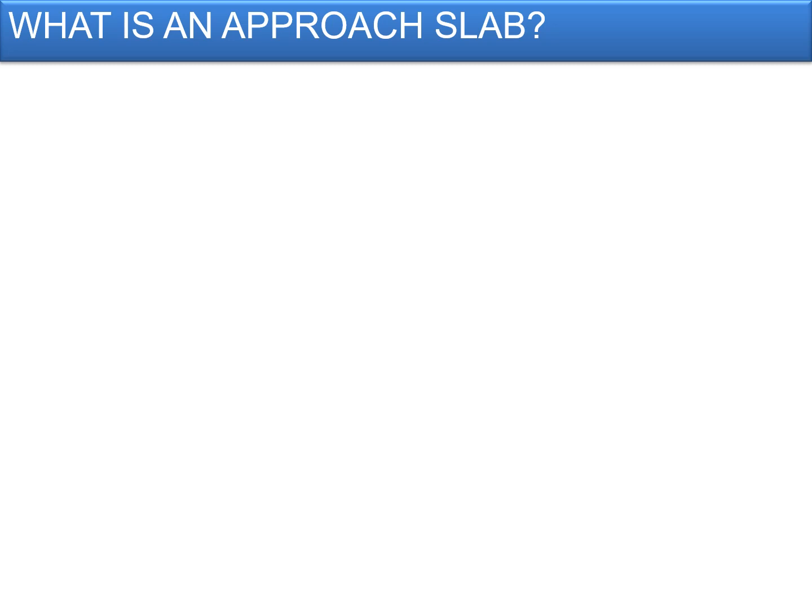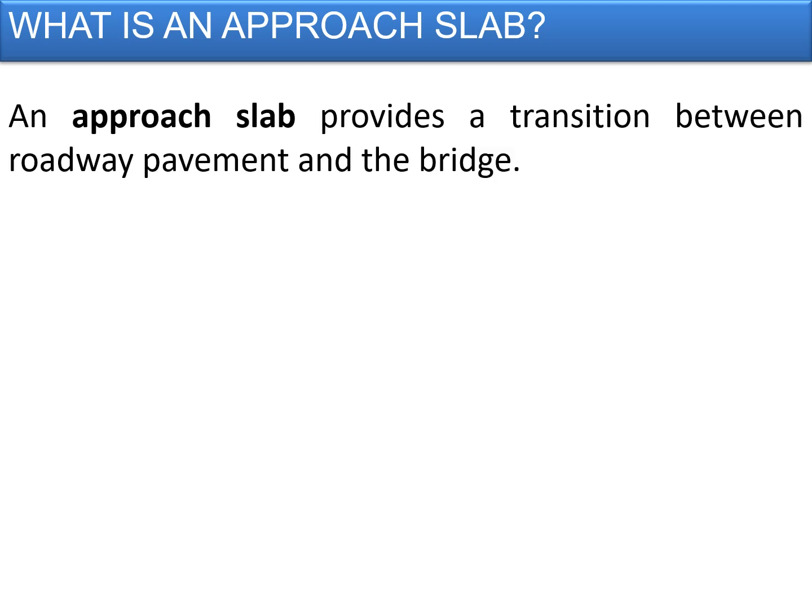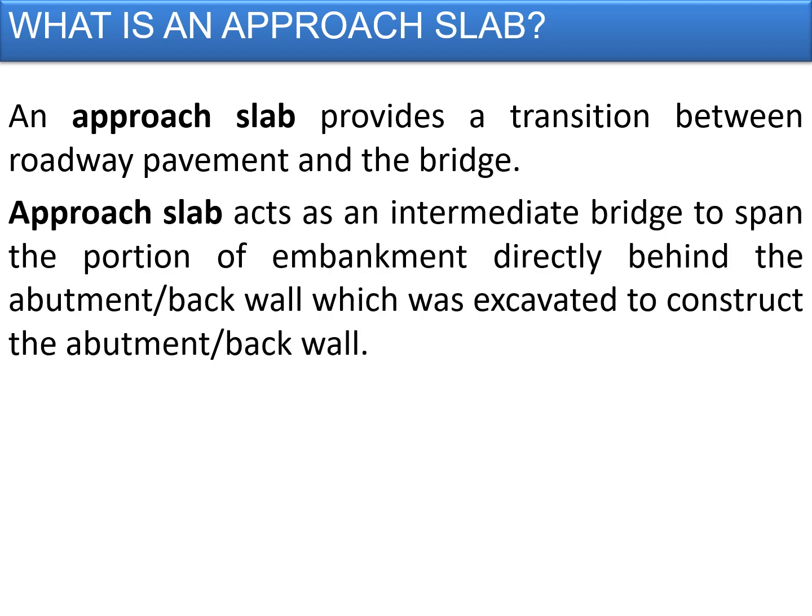An approach slab provides a transition between the roadway pavements and the bridge. This generally gives a filling between the bridge part and the road which is connecting towards the bridges. The approach slab acts as an intermediate bridge to span the portion of the embankment directly behind the abutment or the back wall, which was excavated to construct the abutment or the back walls.